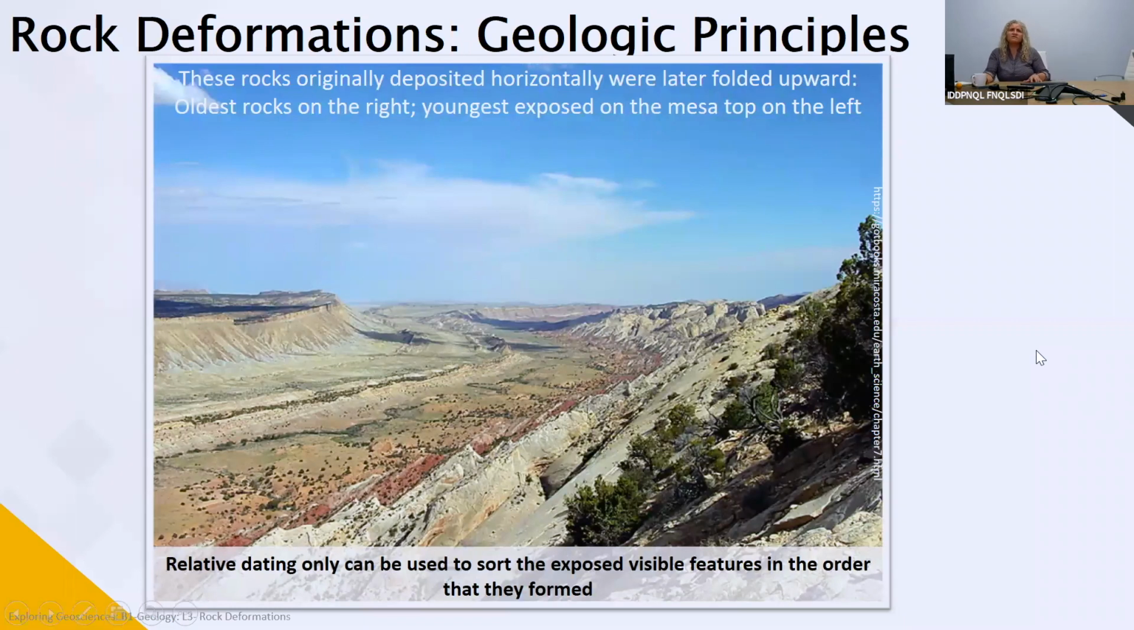So if we go in the field, this is a good example that shows these rocks which were deposited horizontally and were later folded. So the oldest rocks here are on the right, and the youngest rocks are on the mesa, or mesa here means the top, the table, the plateau on the left.